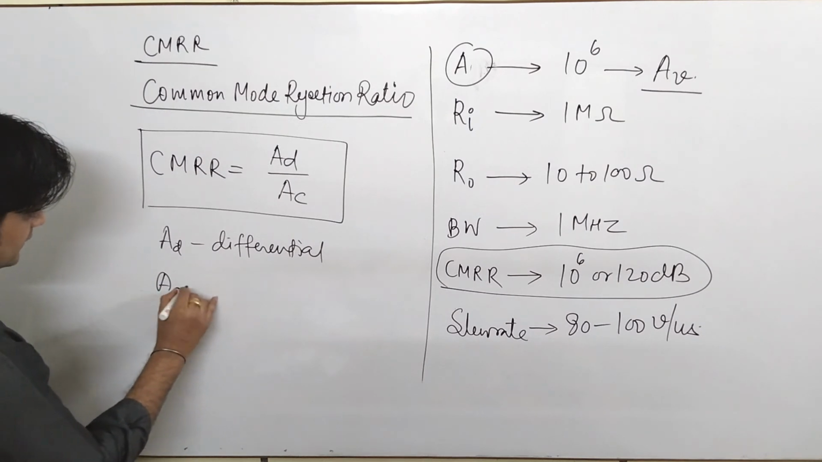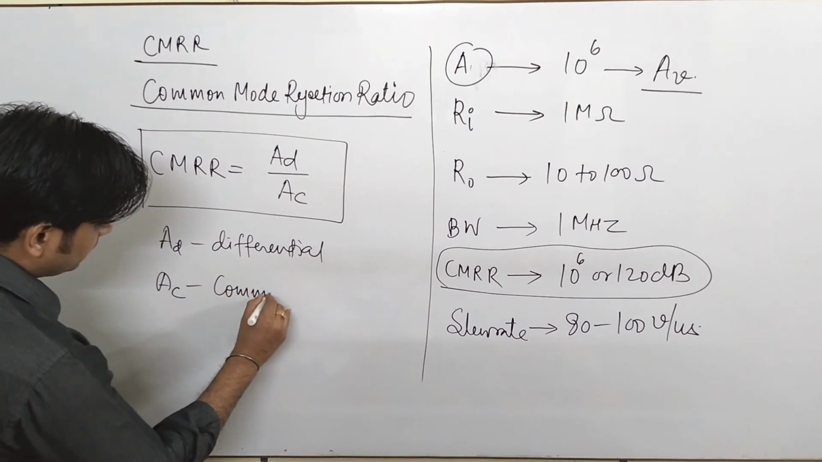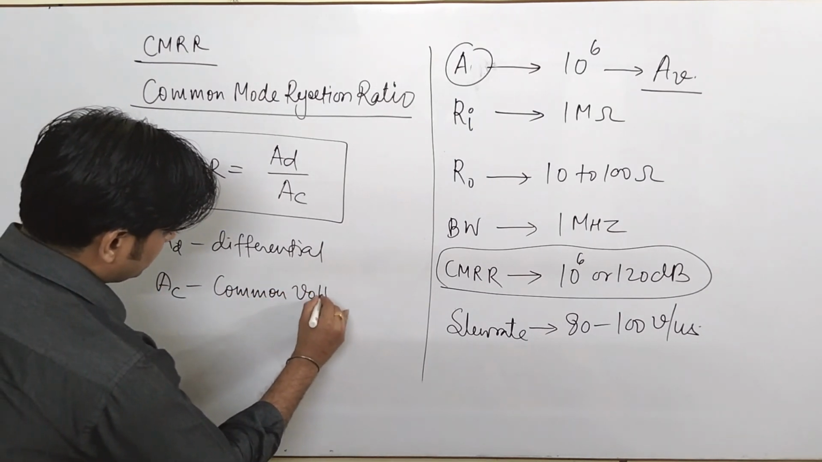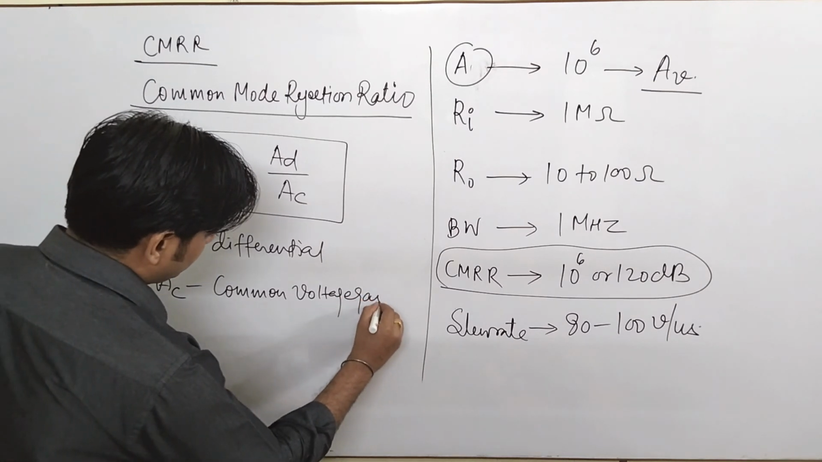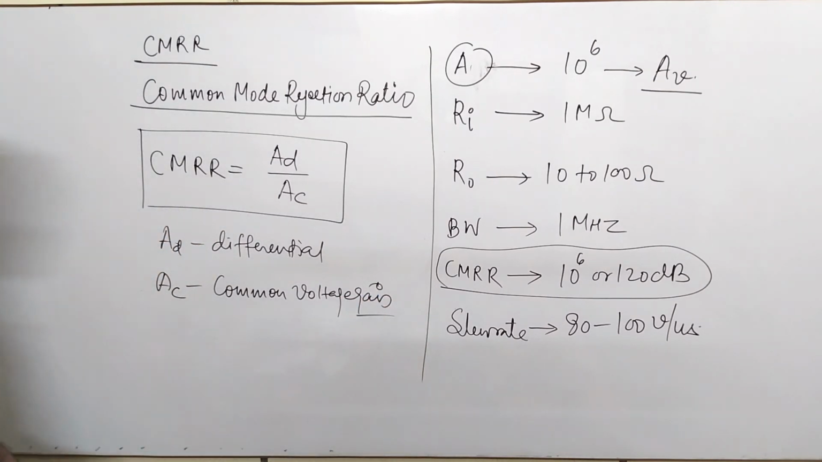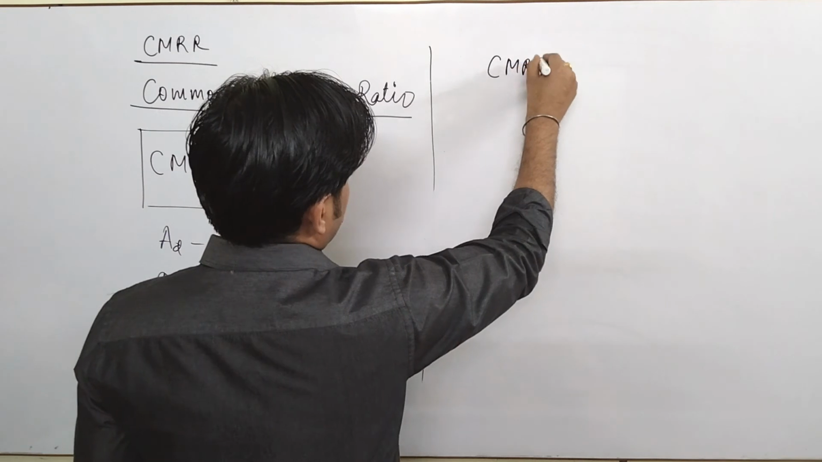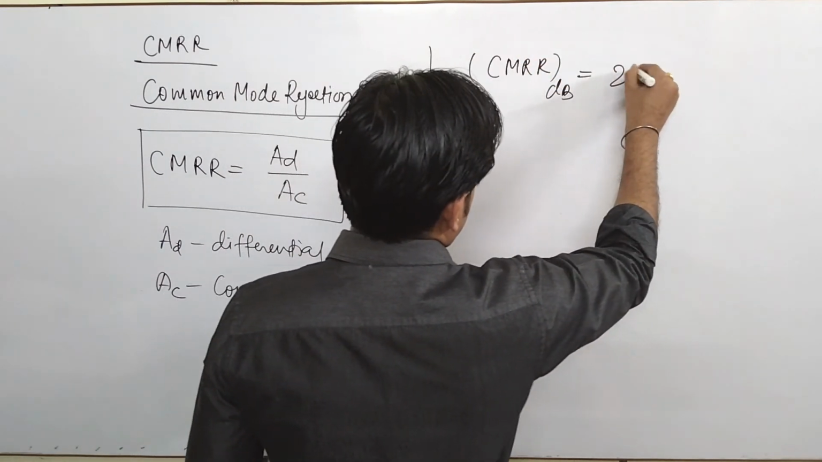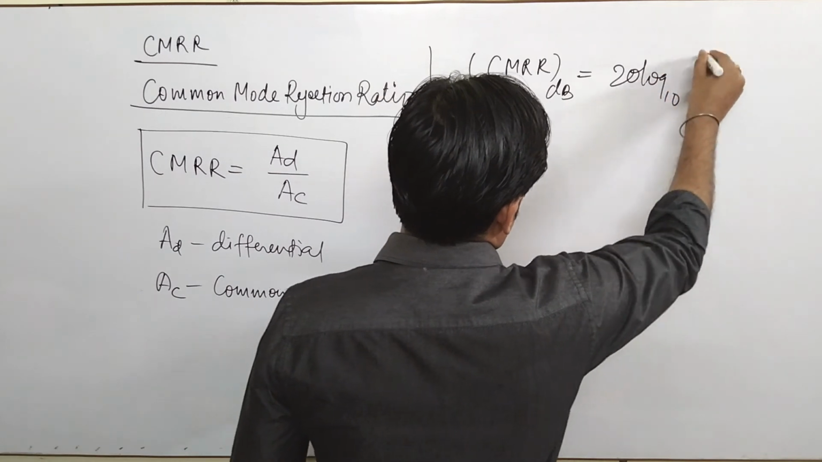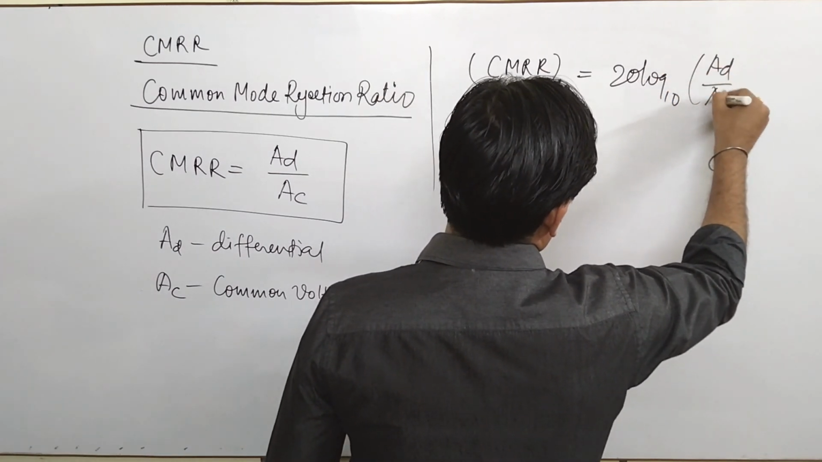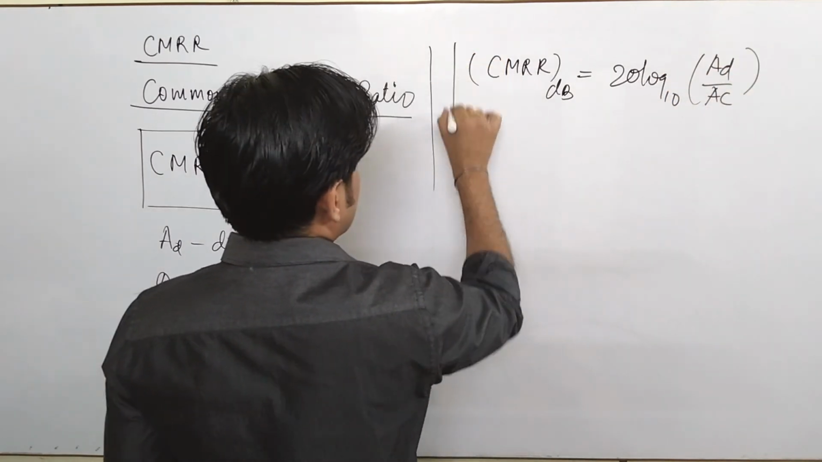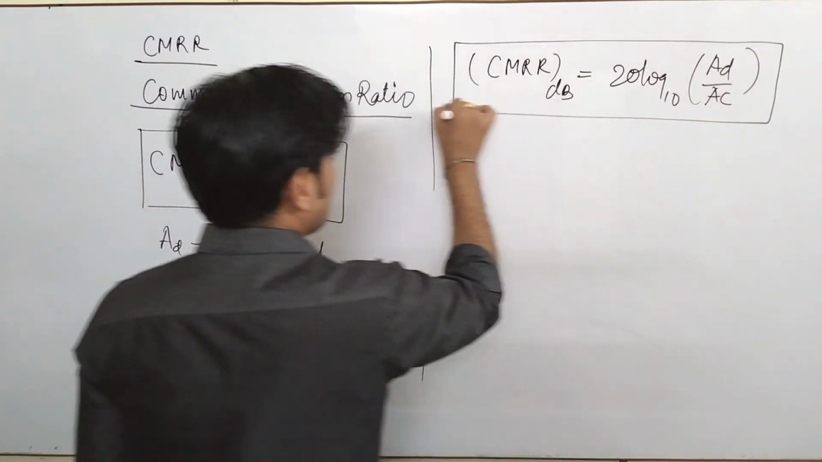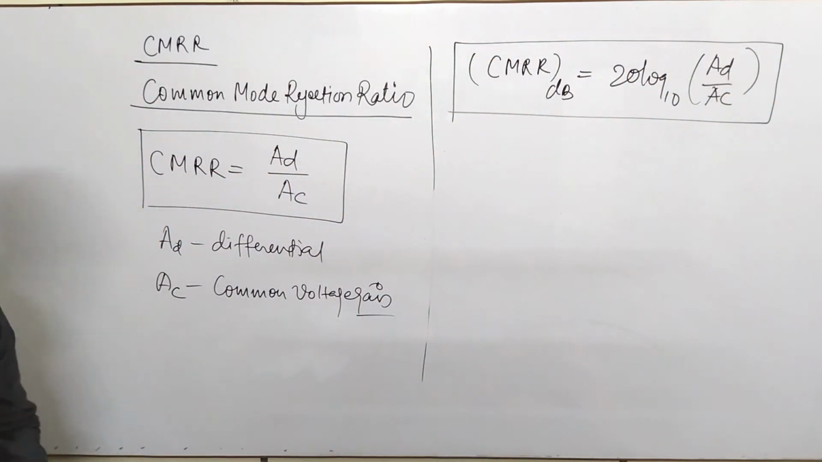and AC is known as the common voltage gain. CMRR in dB is basically 20 log 10 of AD by AC. Just keep in your mind, this is the formula of CMRR when we are talking about it in dB.